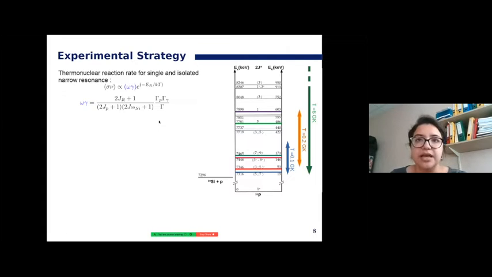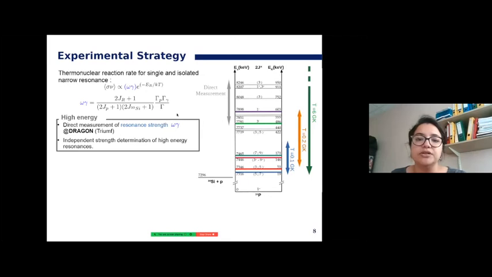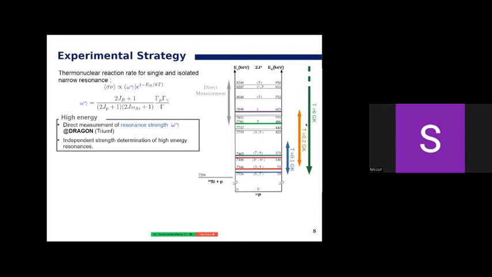For isolated and narrow resonances, as we have here, the reaction rate, sigma v, is proportional to the resonance strength omega gamma. The strengths depend on the resonance spin and the product of the proton and the gamma width over the total width. The resonance at relatively high energies can be measured directly. Last August, we measured resonance strength with the recoil spectrometer DRAGON because we want an independent determination of the key resonance at higher energies, relevant for both globular clusters and supernovae.